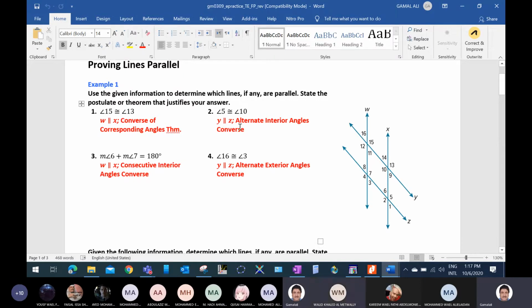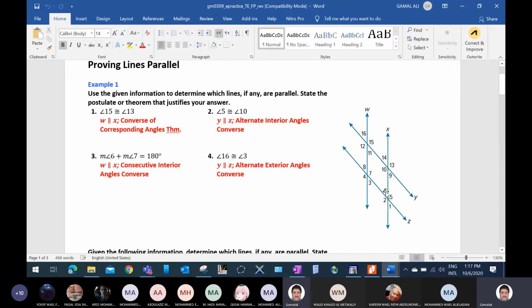Kareem? Yes, Mister. Now I want to hear it from Kareem. Yes, miss, I understand. The sum of the two angles 6 and 7 is 180. What is the relation between 7 and 6, and this relation is related to which two lines?